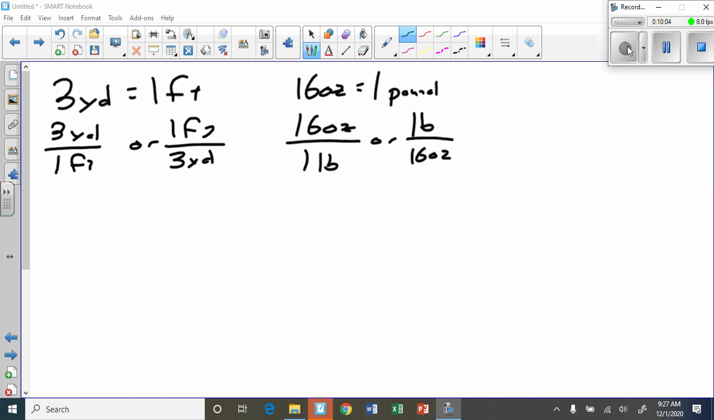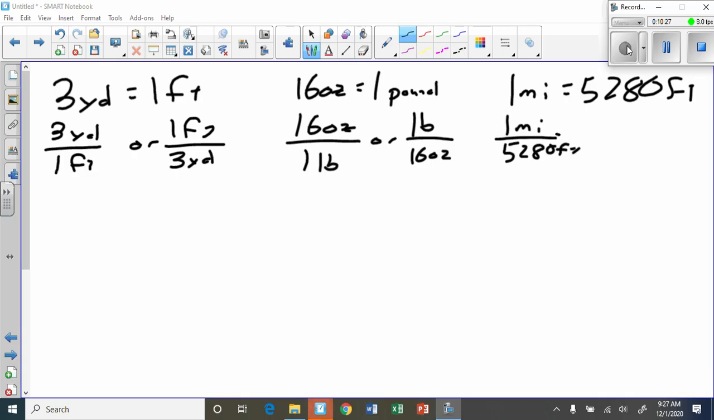Everybody okay there? Okay, so now that you feel a little more confident, I want you to do one more for me just to show me that we got it. 1 mile equals 5,280 feet. What are my 2 unit multipliers? This time, don't take 10 minutes. 1 mile over 5,280 feet, or 5,280 feet over 1 mile. We all understand that, right? Perfect. Have a seat.